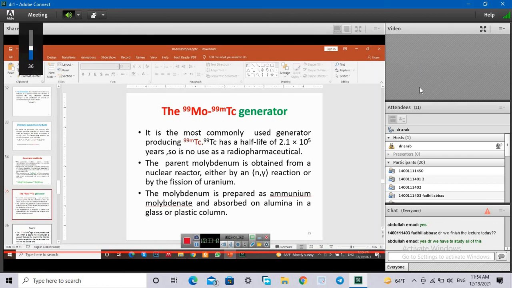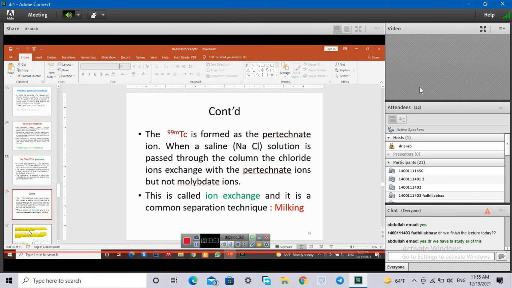Molybdenum is prepared in the form of ammonium molybdate and absorbed on an aluminum column in a glass or plastic casing. In the column of the generator, when a saline solution is passed through the column, the radioactive daughter, here technetium-99 in the metastable state, is easily separated from the molybdenum, and this process is named milking.